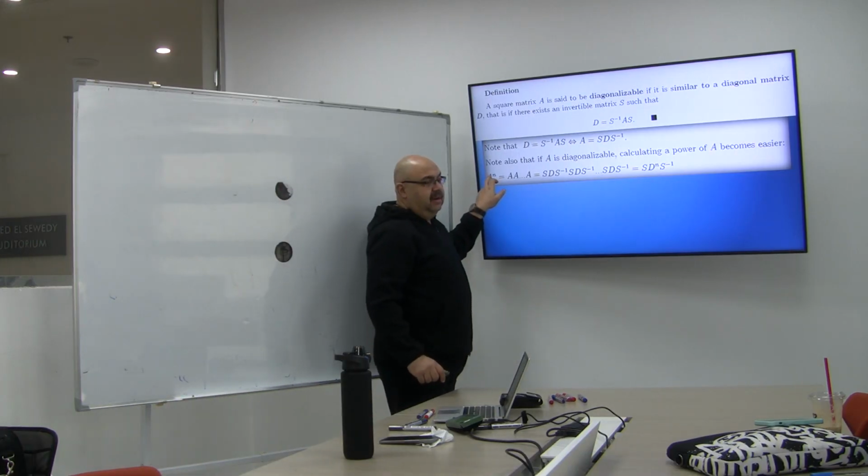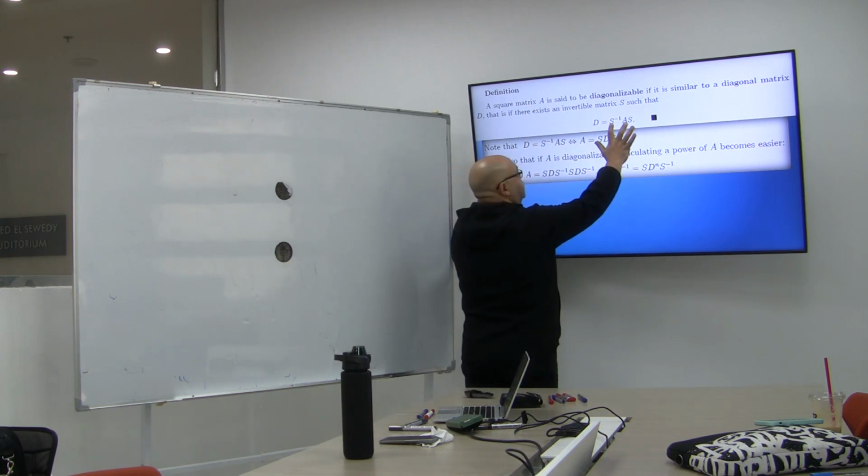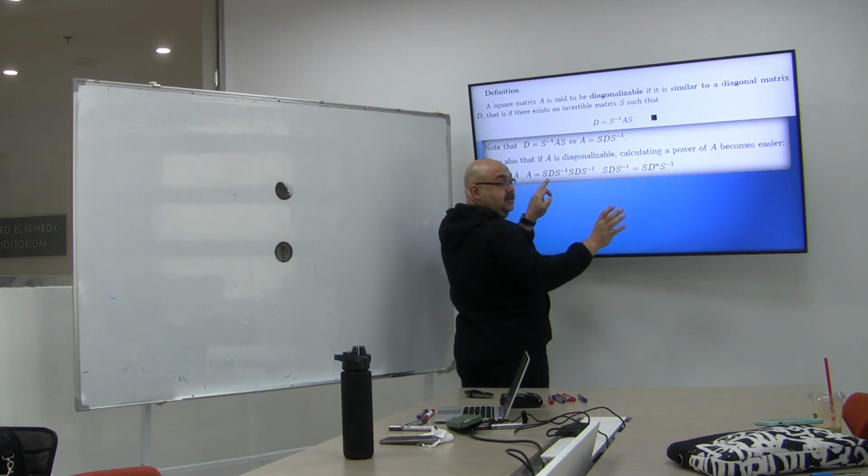A to the power of n, if you are dealing with a complete matrix from the beginning, you will have to multiply it by itself 2 times, 3 times, 4 times. But if A is similar to this matrix, or you have the diagonalization of the matrix A, I can replace A by this guy. And I can replace the second A by this one, and replace the third by this one, and so on.